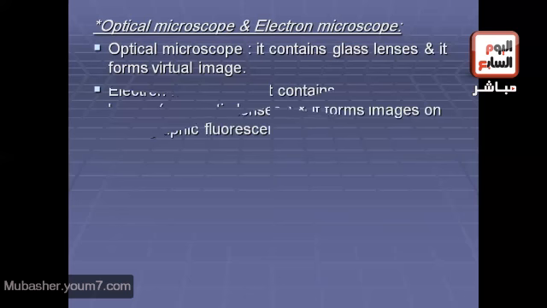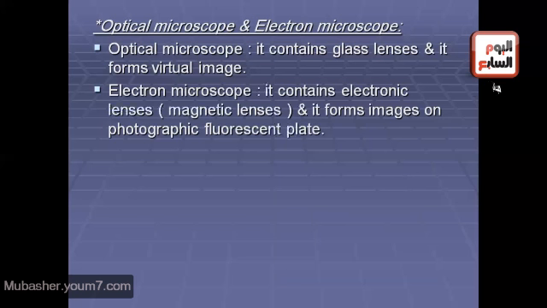But the electron microscope, let's see. The electron microscope contains electronic lenses, for example magnetic lenses, and this image forms on a photographic fluorescent plate and you can receive it.